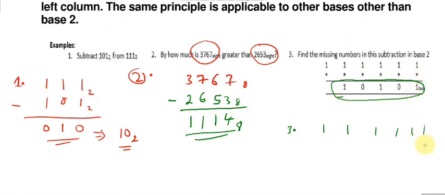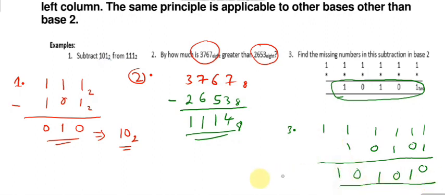So I'm going to have 1, 0, 1, 0, and 1. So 1 minus 1 is 0, 1 minus 0 is 1, 1 minus 1 is 0, 1 minus 0 is 1, 1 minus 1 is 0, and 1 minus 0 is 1. So that means the asterisk is equal to this.